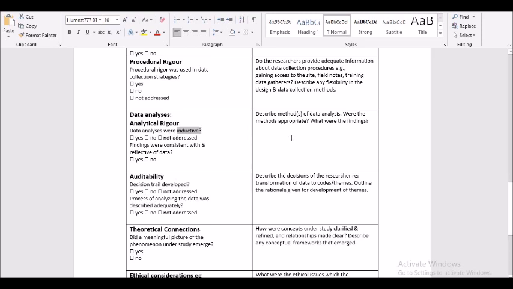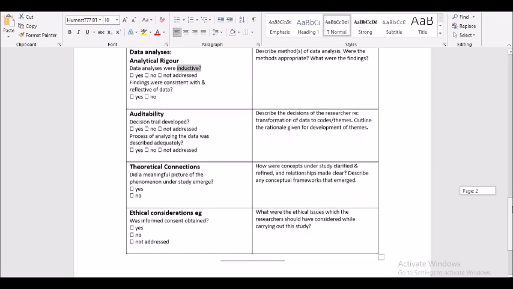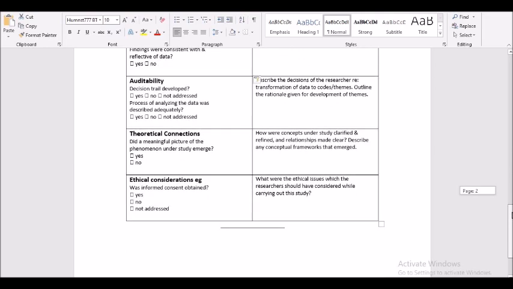Now all of them, are they really taken care of in a sequence? Number one, the timeline has been managed very well or not is what you need to understand, and you need to pinpoint it if you are a very strong person over there. Then comes what we call auditability. What does that mean? Decision trail developed. That means describe the decisions of the researcher, that is transformation of data to codes or themes.